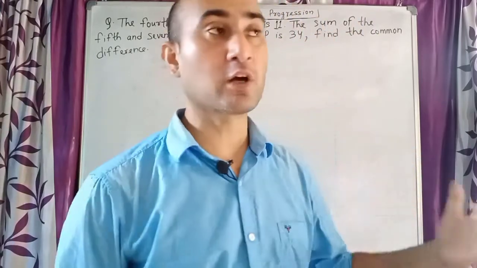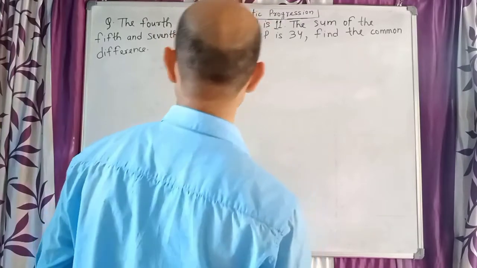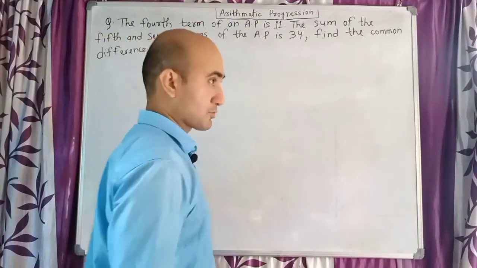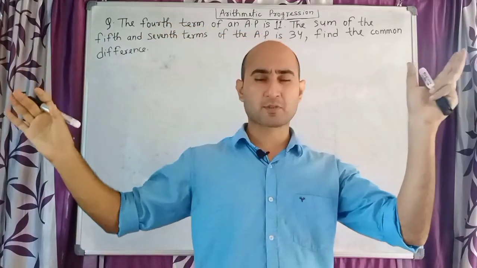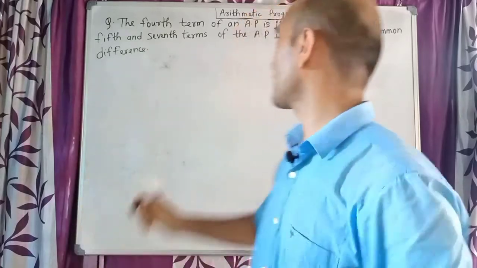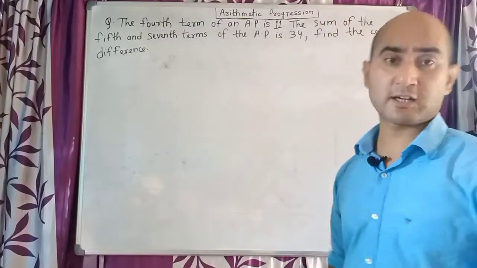So let's try to solve that question. Here I have a question. The fourth term of an AP is 11. In an AP there are so many terms, so in that, first, second, third, fourth, the fourth term is 11. This is the first condition of the question.